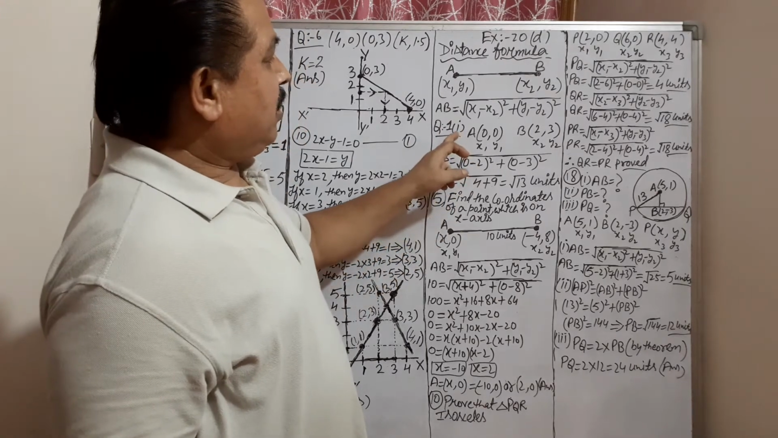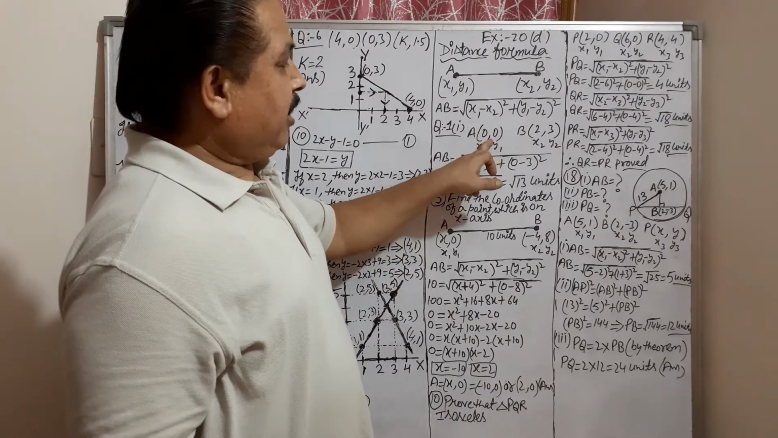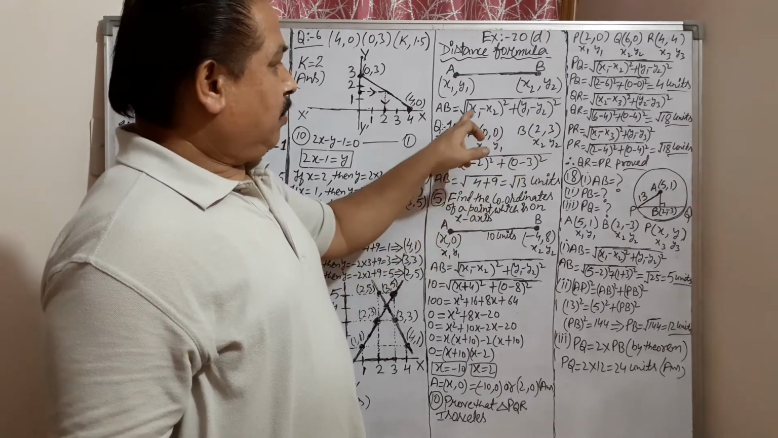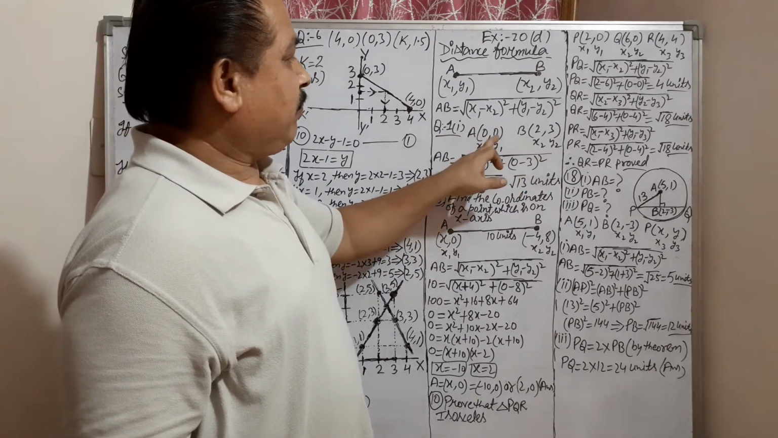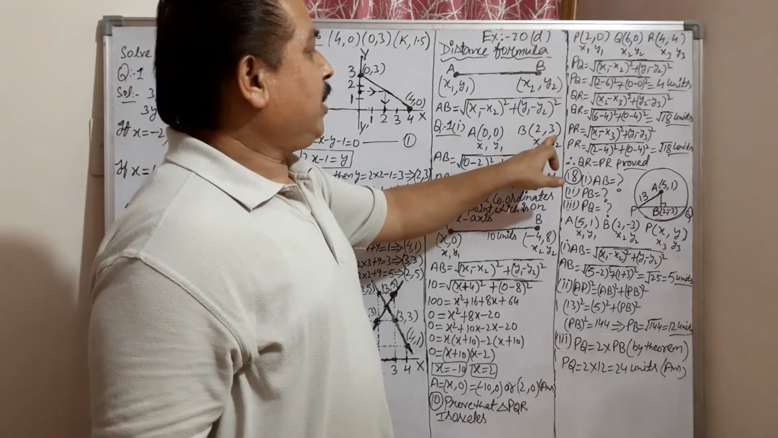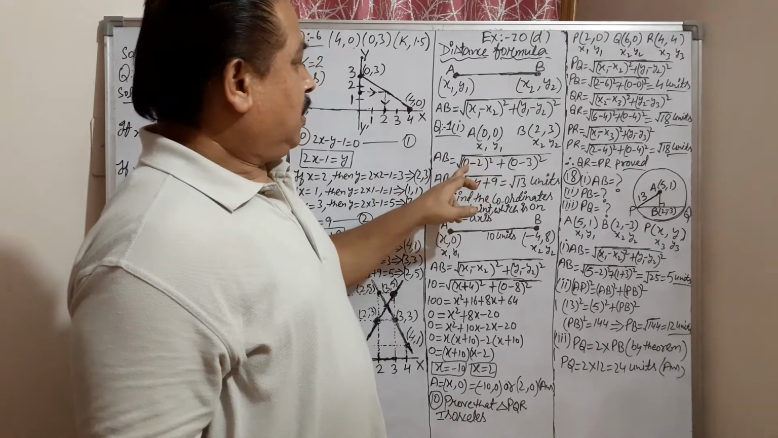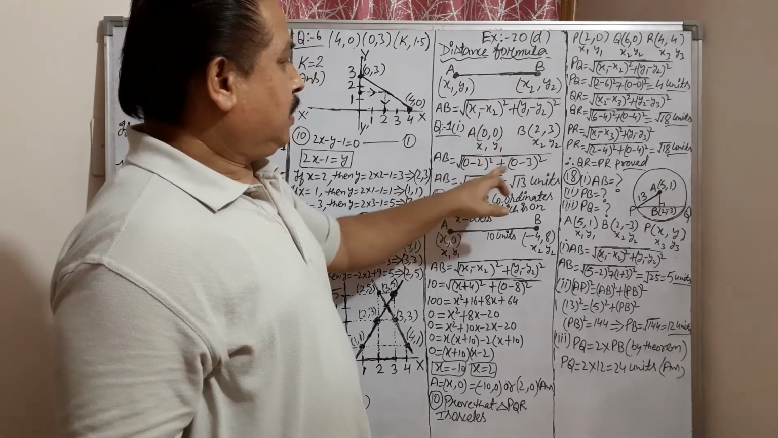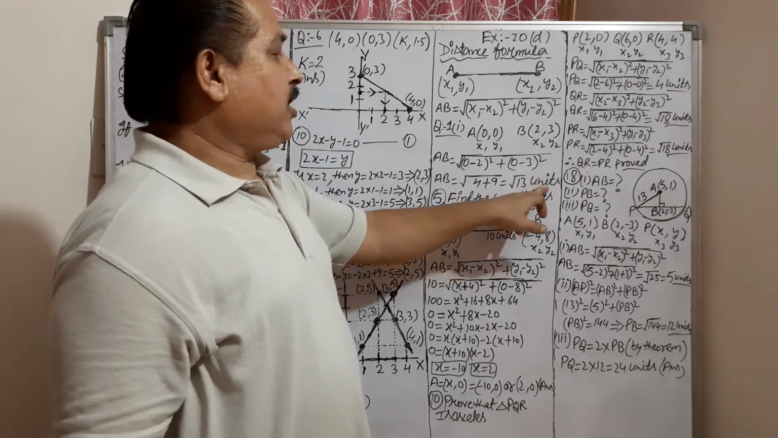Now question number 1, first part. This is the A coordinate, this is the B coordinate. Find the length of AB by using this formula. This is supposed to be x1, y1, and this is supposed to be x2, y2, like this. And this is the formula. Put these values in this formula. And what is the answer? Square root of 13 units.